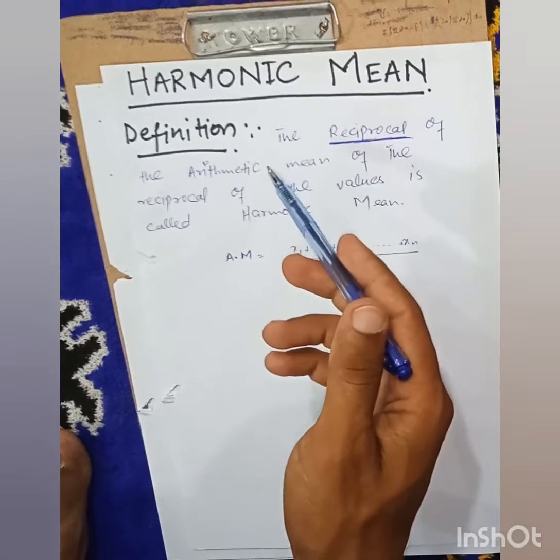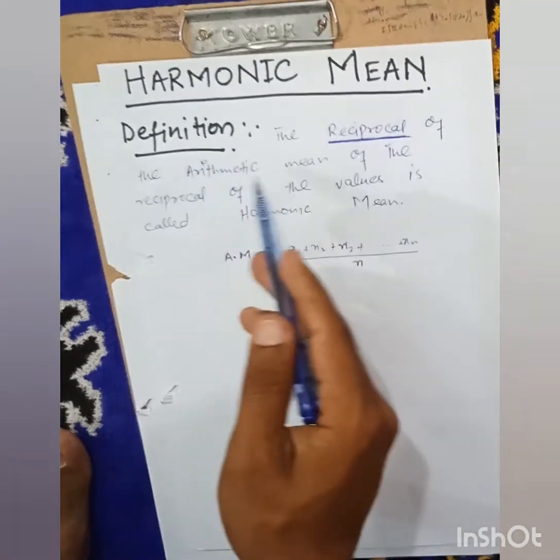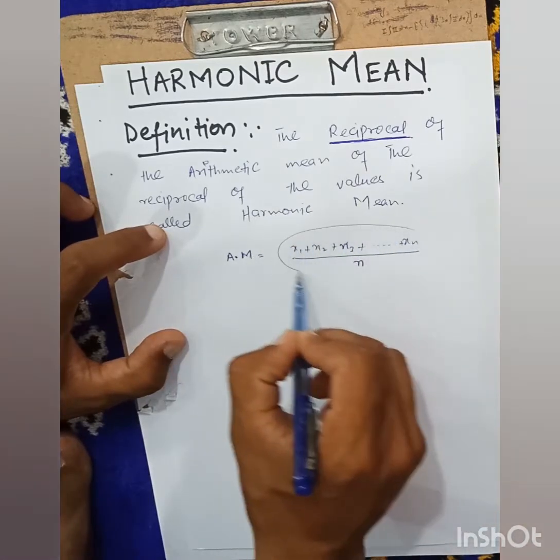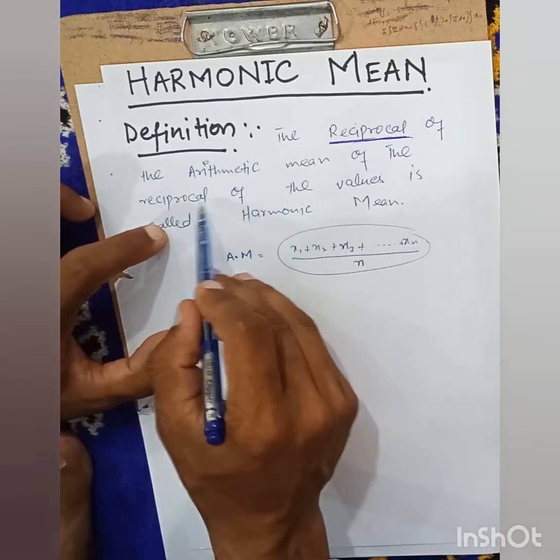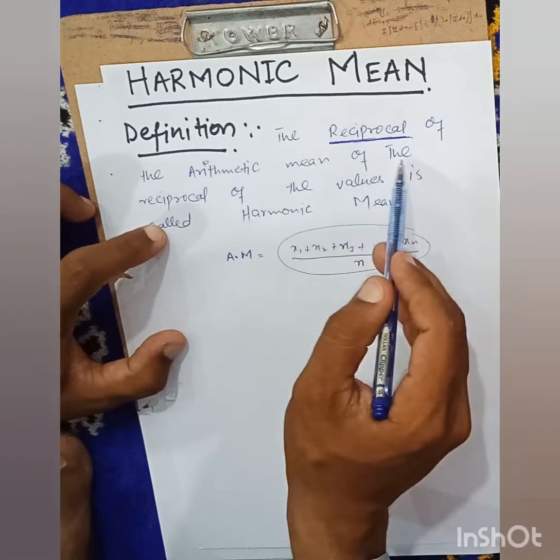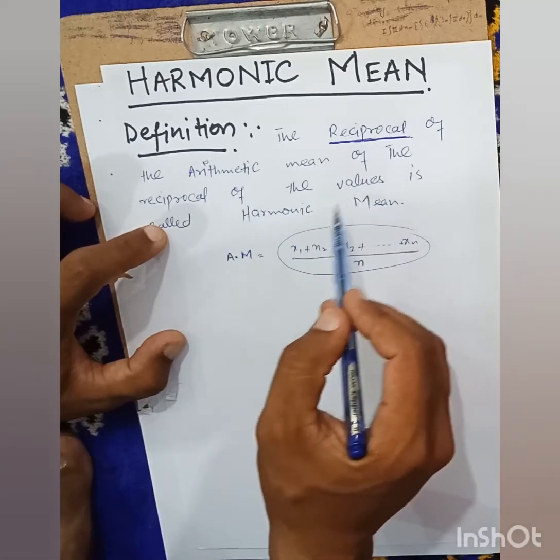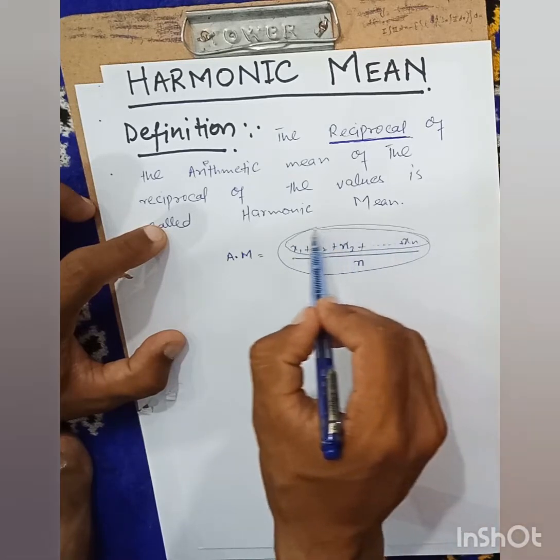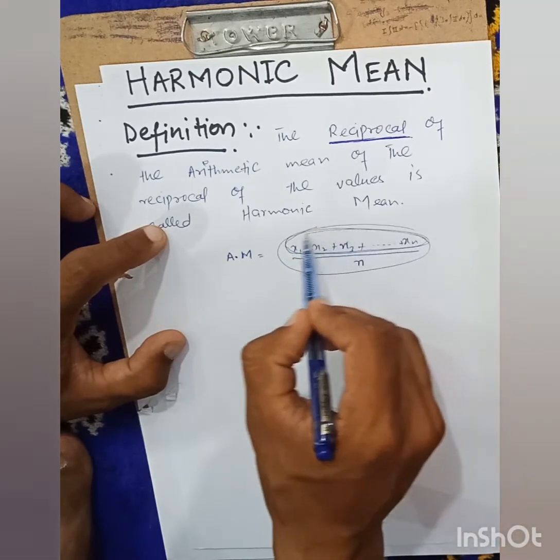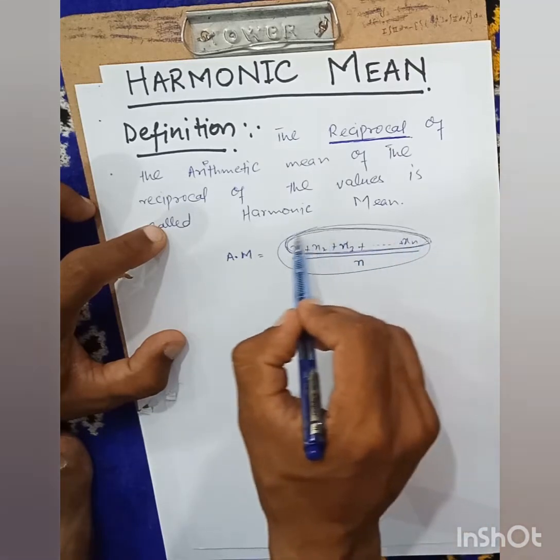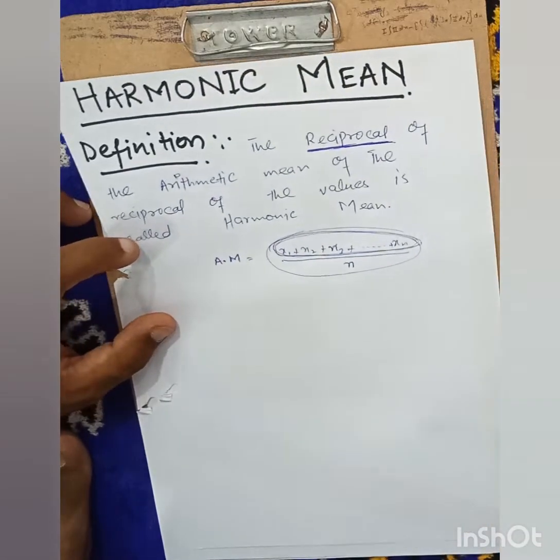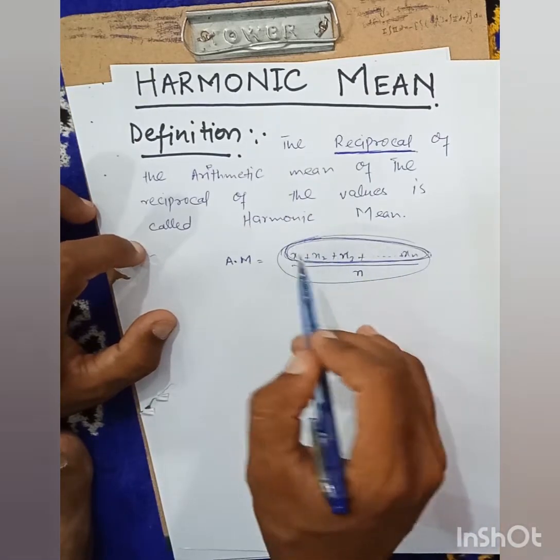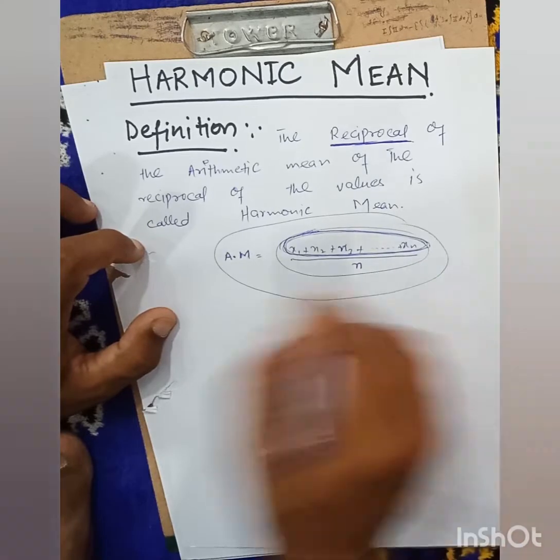So let's come towards our main topic, the reciprocal of the arithmetic mean. The next part is the reciprocal of the arithmetic mean of the reciprocals of the values. First we should take the reciprocal of the values. These values are the observations. We would take the reciprocal of these values, and then we would take the whole reciprocal of the arithmetic mean.